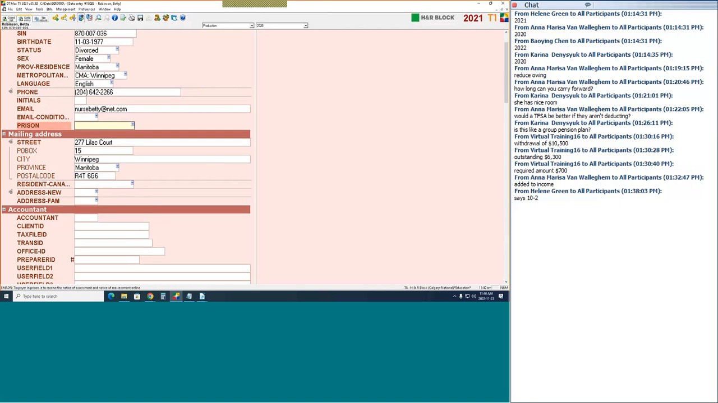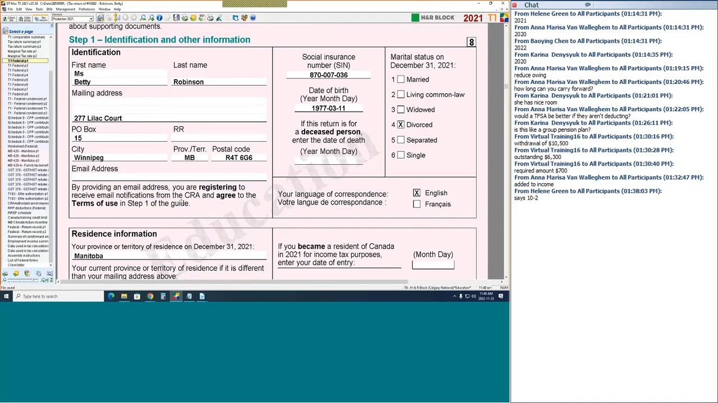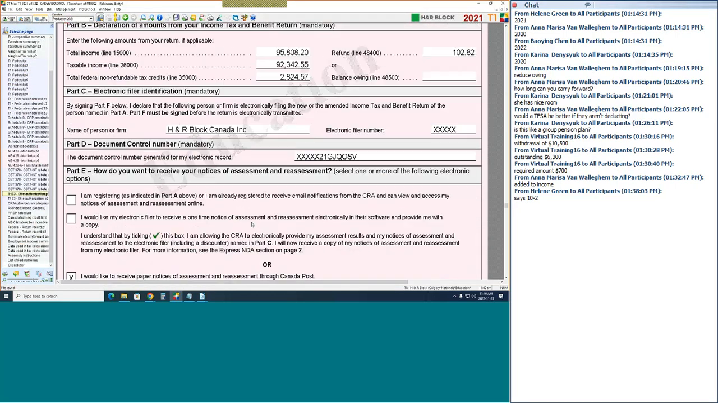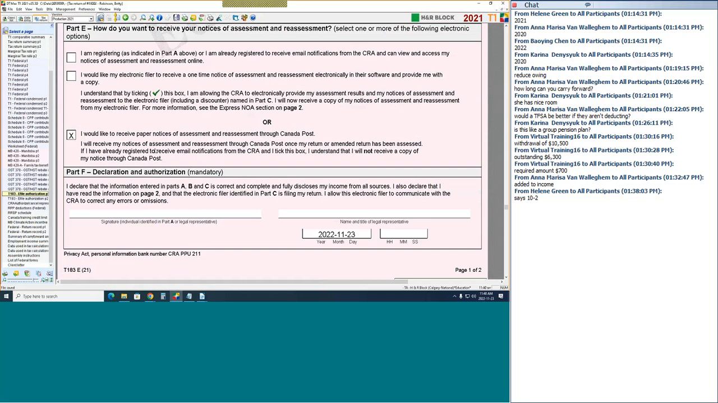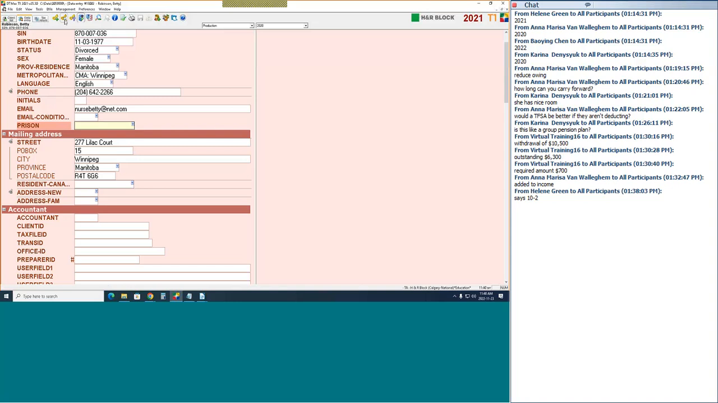But if I leave it off, then it's going to say she wants paper mail, which is not what she wants. We want to get this box here. We want that I want my electronic filer to receive a one-time notice, and I have already signed up. So I have already done this, okay? And in that case, we're going to go in and we have a new keyword, which is my account.